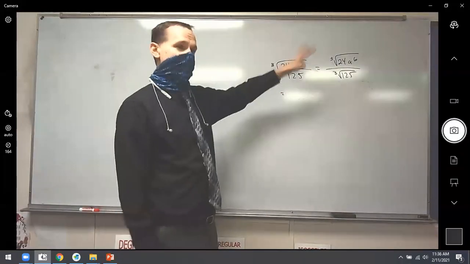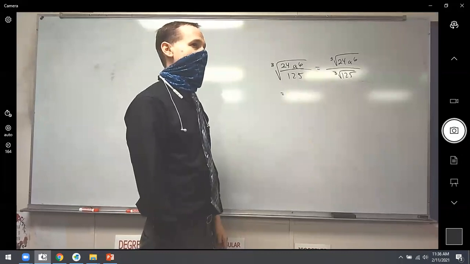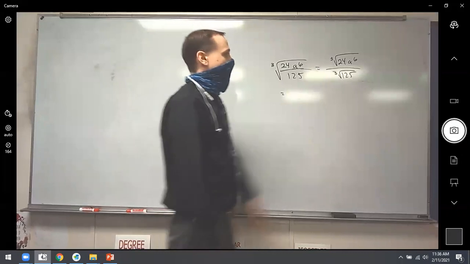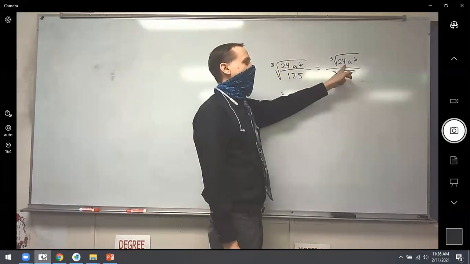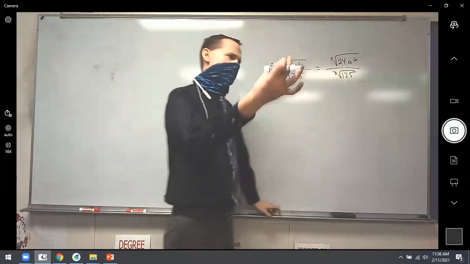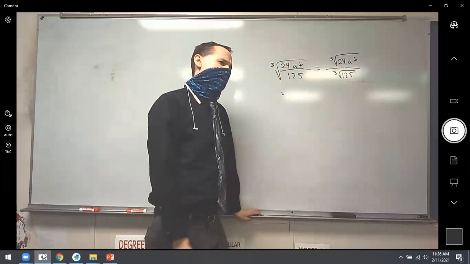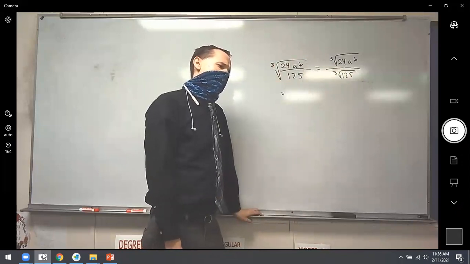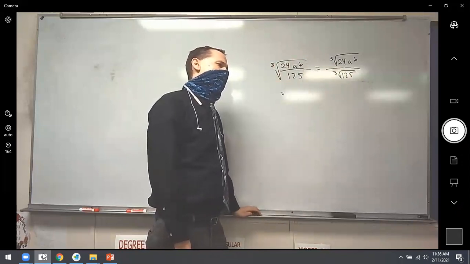I got some stuff on top. I got some stuff on bottom. We're going to simplify them both and see what happens. On the top, I'm looking for cubes that go into 24. You got a list of your cubes right there on your chart somewhere? Hunt for a cube that might go into 24.